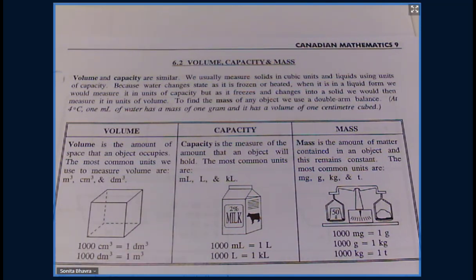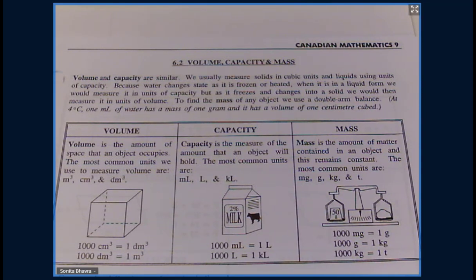But sometimes, like in science, volume you might also see in liquid form, as liters or milliliters and so on. But here today we're going to compare volume, capacity, and mass. When we look at volume, it's the amount of space that an object occupies.